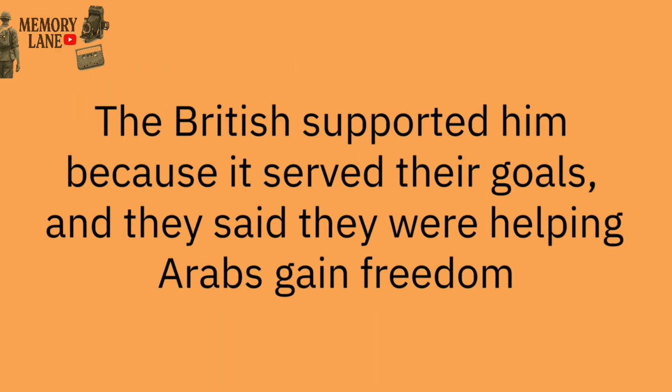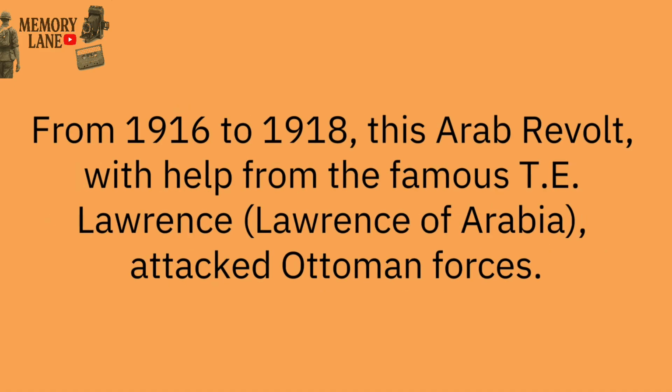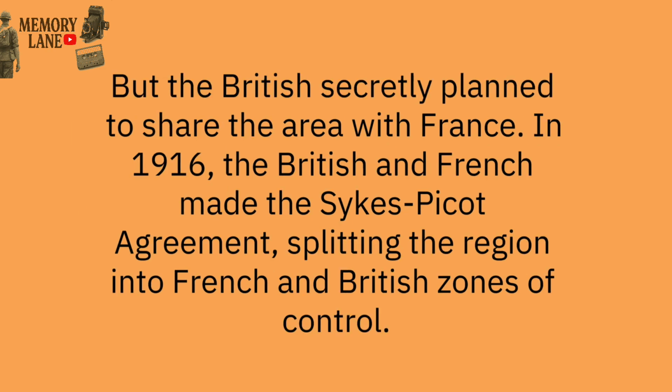The British supported him because it served their goals, and they said they were helping Arabs gain freedom. From 1916 to 1918, this Arab revolt, with help from the famous T.E. Lawrence of Arabia, attacked Ottoman forces. But the British secretly planned to share the area with France. In 1916, the British and French made the Sykes-Picot Agreement, splitting the region into French and British zones of control.